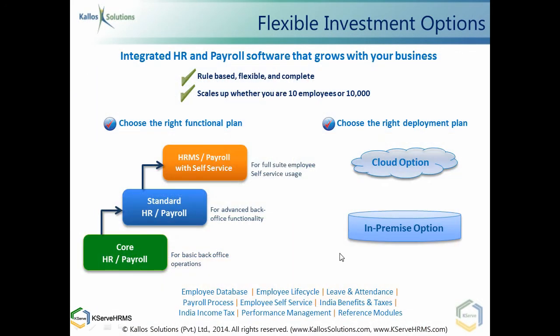You have various options to buy the product and deploy it. You could buy, for example, just the core HR and payroll product, which only consists of the payroll, focused on payroll. You could buy the standard product, which has the HRMS back office modules integrated manner. You could buy the full suite with HRMS and self-service, or you could even go for an enterprise version where you say take the core of the product and then add on specific things which are unique to your organization.